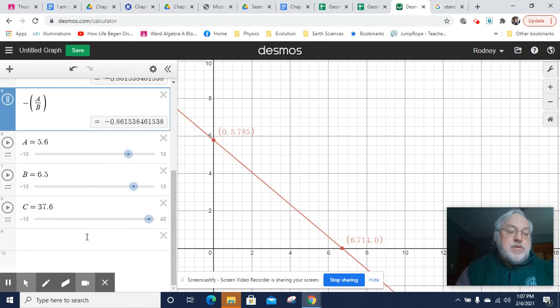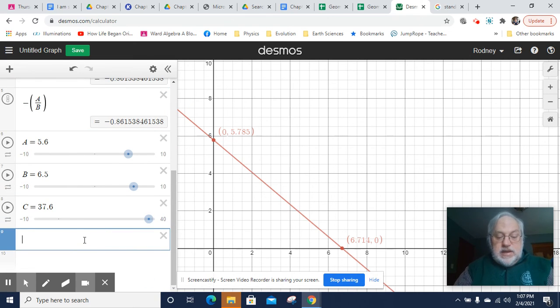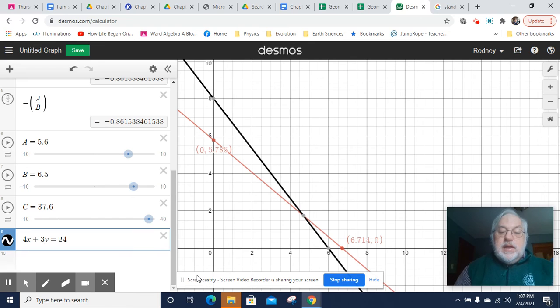Now I'll give some examples really quickly. I'm going to give you an example: 4x plus 3y equals 24. And all I have to do to find the x-intercept is do 24 divided by 4. That's the C over A. And so the x-intercept is going to be 6. And there it is. It's 6. To get the y-intercept, I do C over B. And 24 divided by 3 is 8. So there's my y-intercept, and it is at 0, 8.